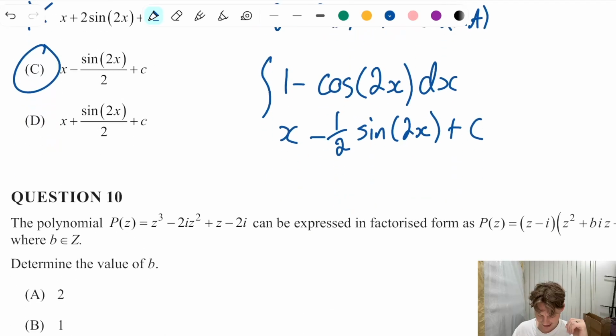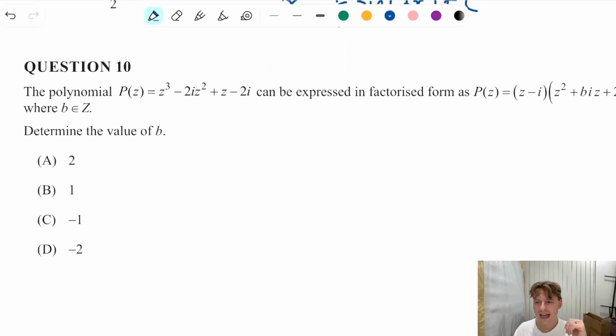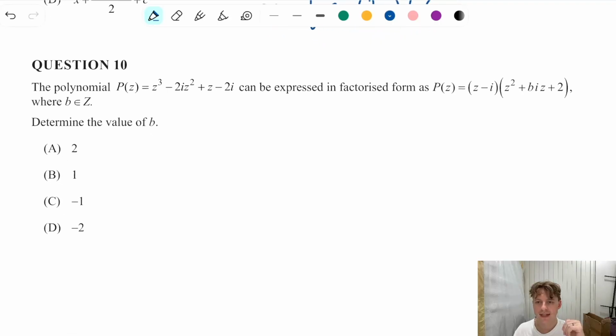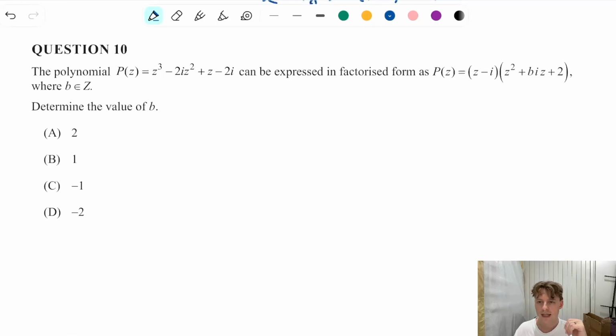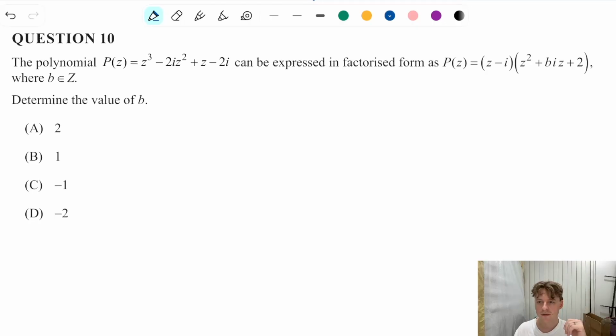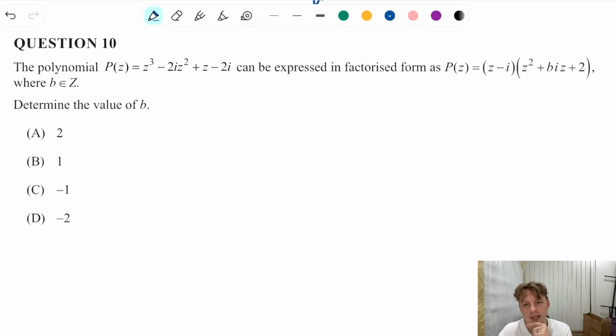Okay, question 10. The final one. I almost did this in 15 minutes, even explaining everything. So again, I feel like this multiple choice section was kind of not too bad, right? Not too bad. So, question 10.